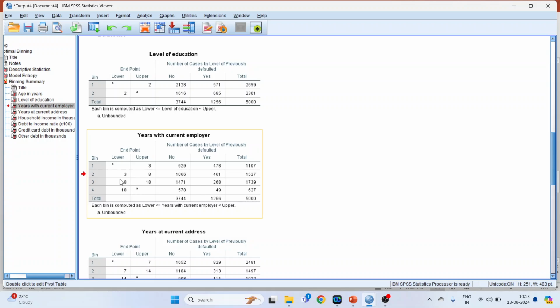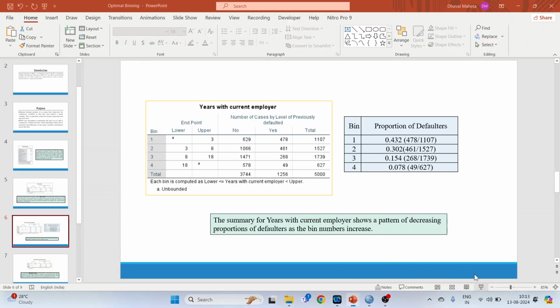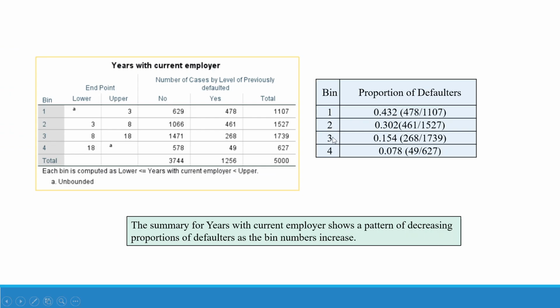So here we have 4 bins: bin 1, 2, 3, 4. We will calculate the proportion of defaulters in each bin. So how will we calculate? 478 divided by 1107, so we got 0.432. 461 divided by 1527, 0.302. 268 divided by 1739, 0.154. 49 divided by 627, 0.078.